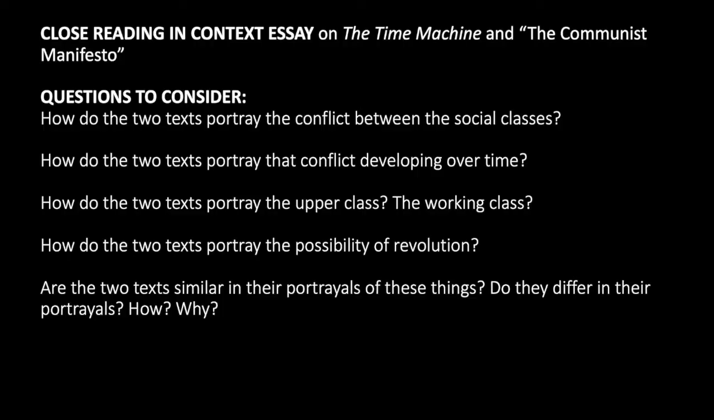and what does each text say about that point or idea or topic? For instance, if you're writing about The Time Machine and Marx and Engels, you might think about how did the two texts portray the conflict between the social classes? Or how did the two texts portray that conflict developing over time? Or how do they portray the upper class, the working class? How do the two texts portray the possibility of a revolution? Are the two texts similar in their portrayals of these things? Do they differ in their portrayals?